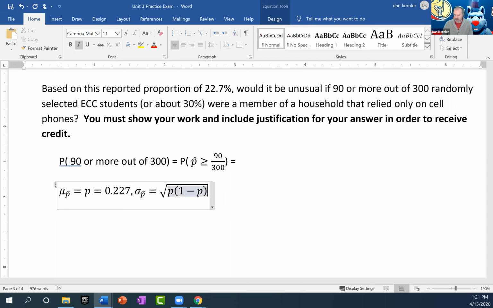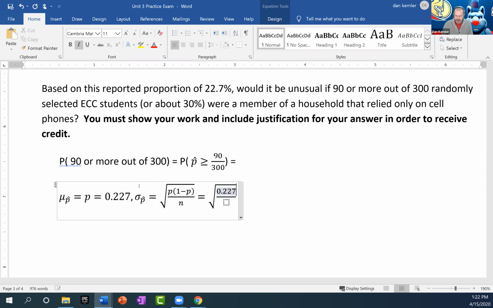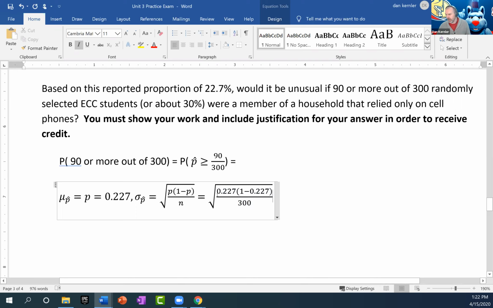P times 1 minus P all over N. That's inside the square root. So that's pretty gross. So square root of 0.227 times 1 minus 0.227 all over N, which is 300. And we are going to need a calculator for that.